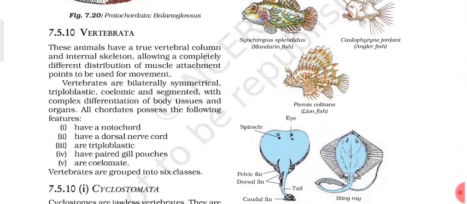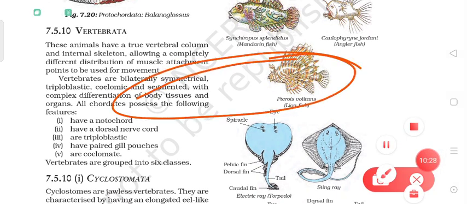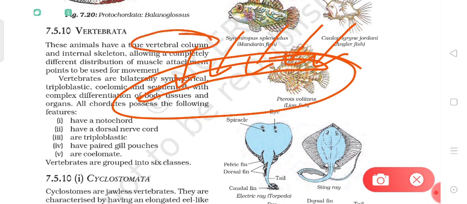But in Vertebrata, suppose this is a vertebrate, the notochord will be present in the embryonic stage, the very young stage. But in the adult animal, this notochord converts into a bone called the backbone or vertebral column. Here you can see the vertebral column. So if in a chordate animal the notochord changes into a vertebral column during adulthood, this animal will be called a vertebrate.